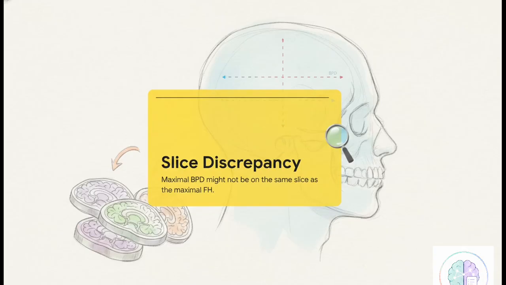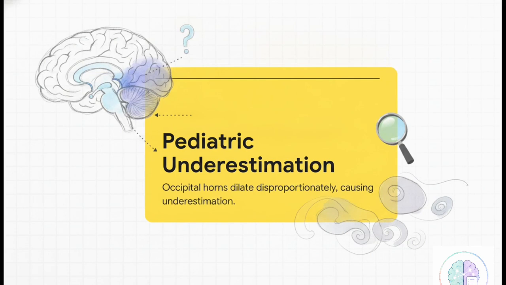Remember step 2 of that formula, where you force both lines onto the same slice? Well, anatomically speaking, the max internal width of the skull and the max width of the frontal horns often don't even align. It's like forcing a square peg into a round hole. And for pediatrics, this is an absolutely crucial red flag.